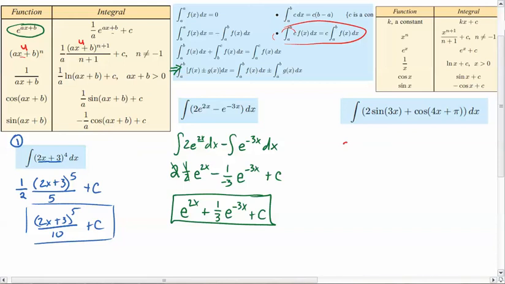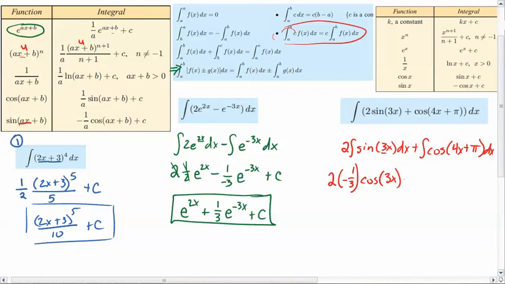So I'm going to rewrite this as 2 times the integral of the sine of 3x dx plus the integral of cosine of 4x plus pi dx. Now we'll take the integral of the first part. Now the integral of sine of ax plus b is negative 1 over a cosine. So ax, so a is the number in front of the x, so 3. So times negative 1 over 3 cosine of ax plus b, which was just the thing inside the sine there, so 3x. And then we'll go plus.